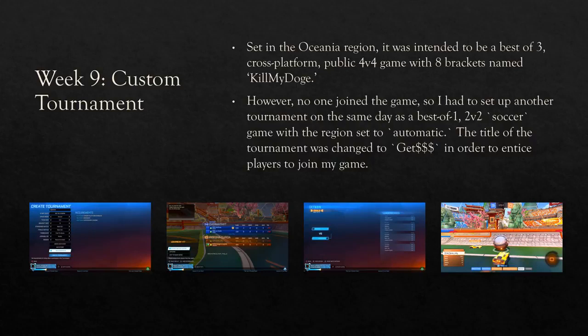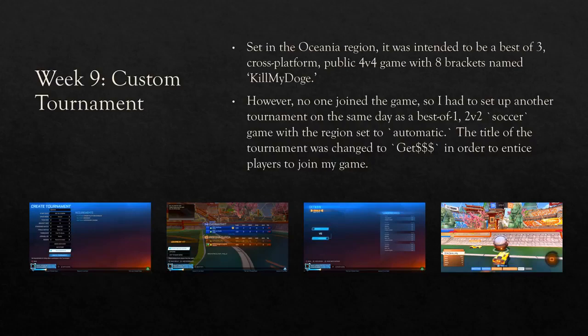However, no one joined the game, so I had to set up another tournament on the same day as a best of one, 2v2 soccer game with the region set automatic. The title of the tournament was changed to get $$$ in order to entice players to join my game. This would narrow down the scope of the game, but only 2 teams out of 8 were available with 4 players in the game in total. I could only spectate as there could only be an even number of players and there was only one match due to limited players. The blue team won the game with 4 points while the orange team forfeited with 0 points with the statistics recorded.